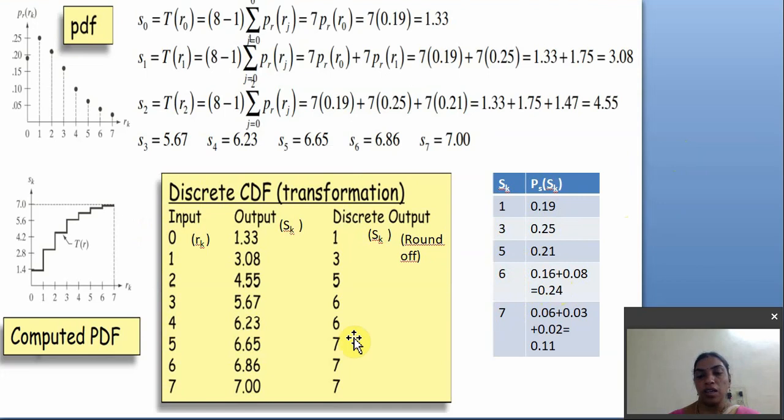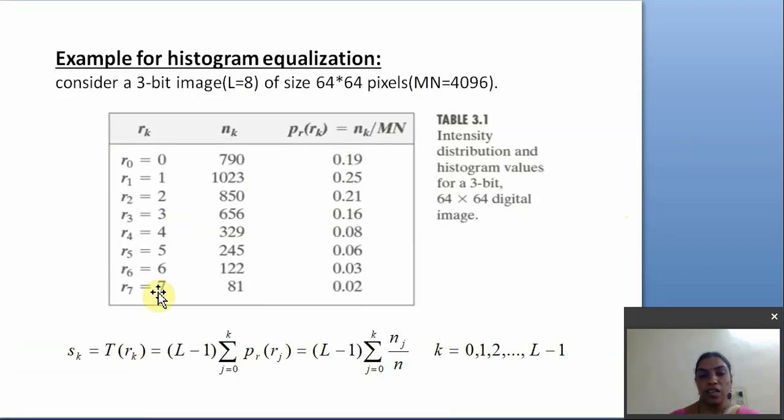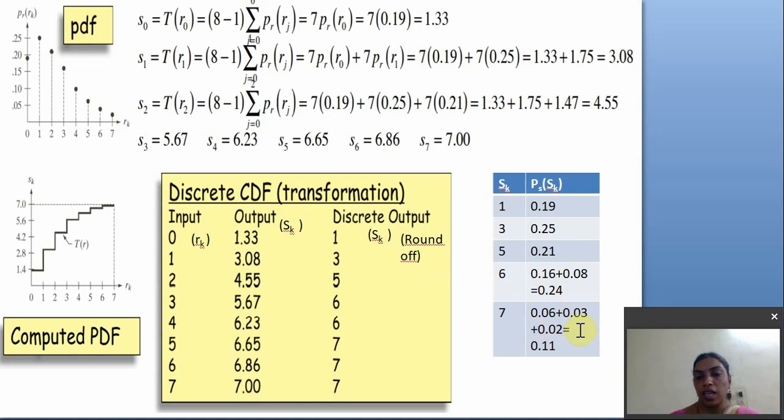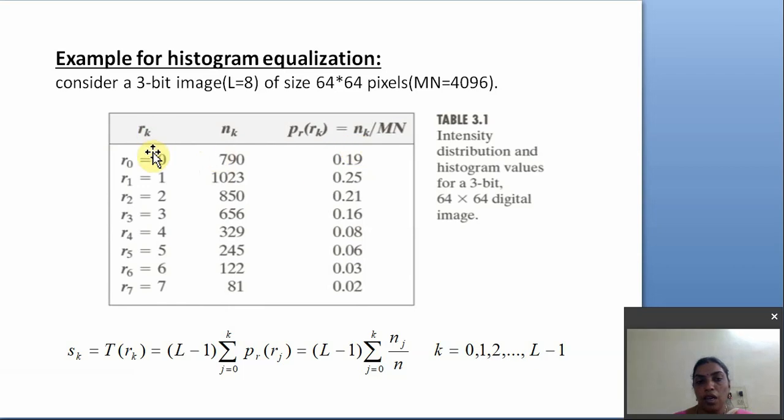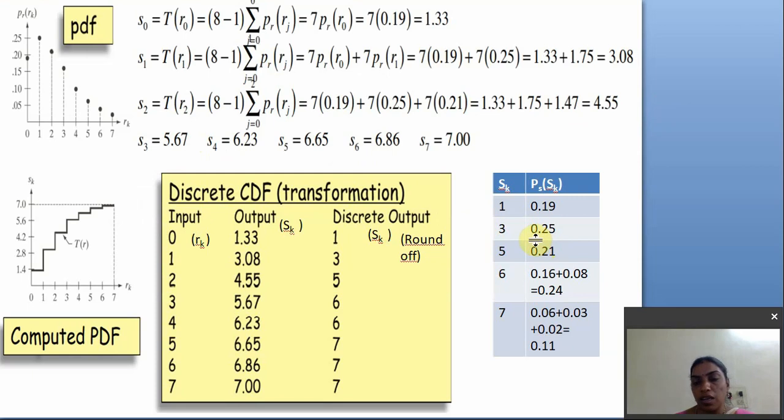Now observe the 7. 7 is related to intensities 5, 6, 7 in the input. Take the PR of RK values 0.06, 0.03, 0.02. Add these three and you get 0.11. That is the PS of SK for that SK value. In this way, you should establish the table that relates SK and PS of SK. So what is the observation here? We started with RK to PR of RK for the input image. But now what is the resultant one? The enhanced image.